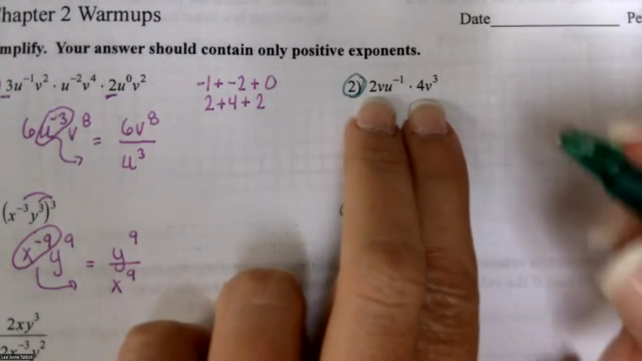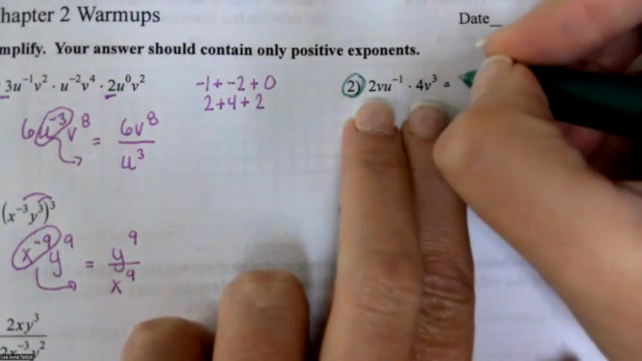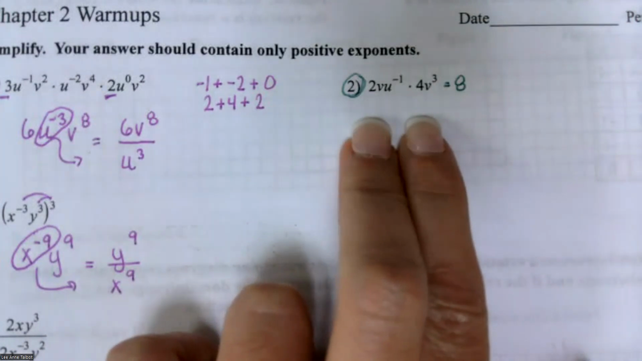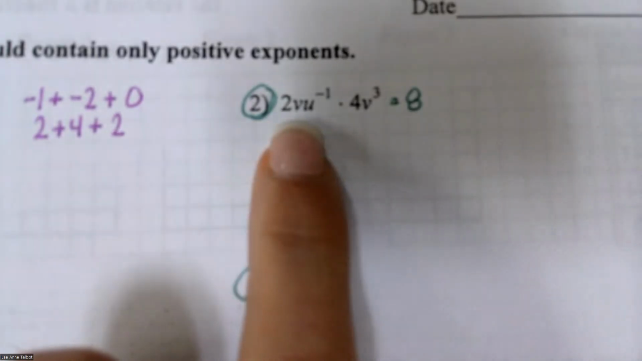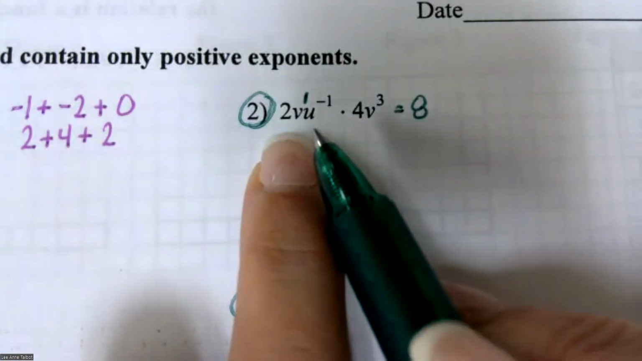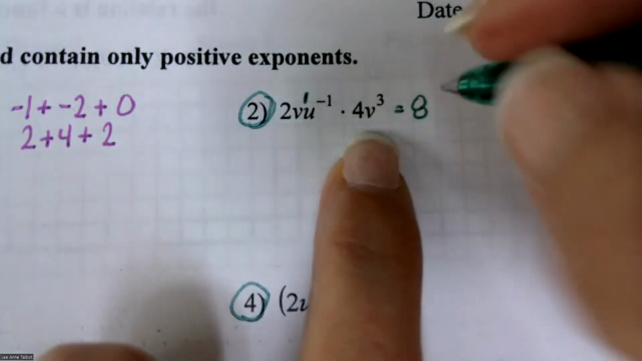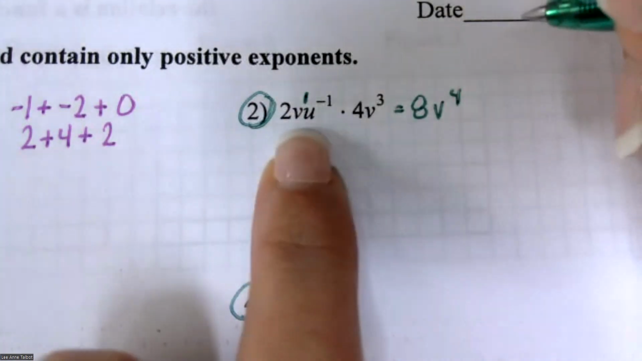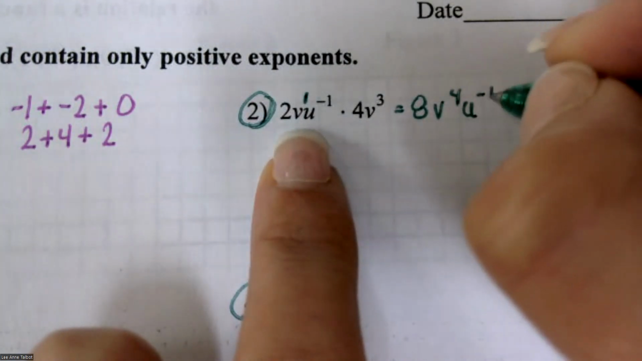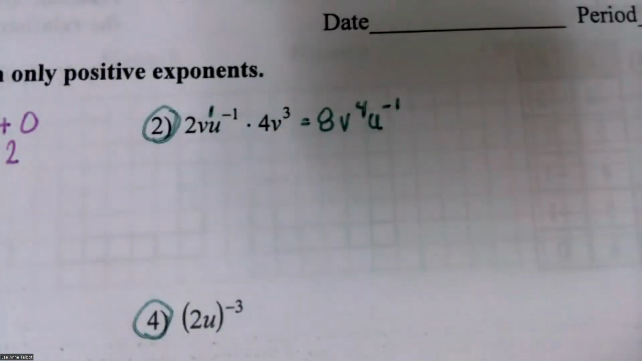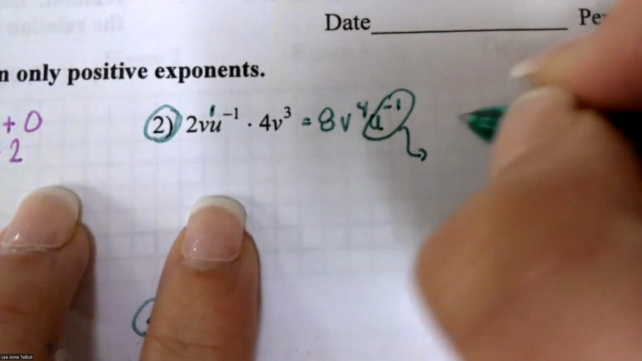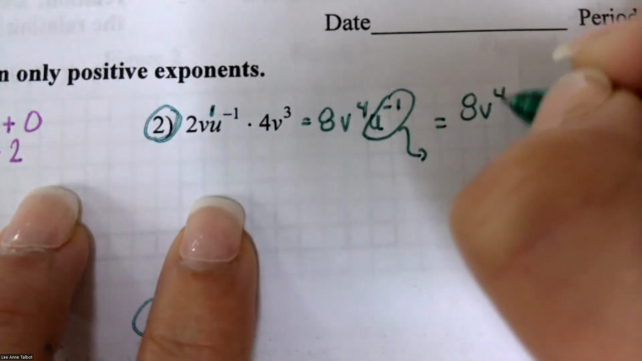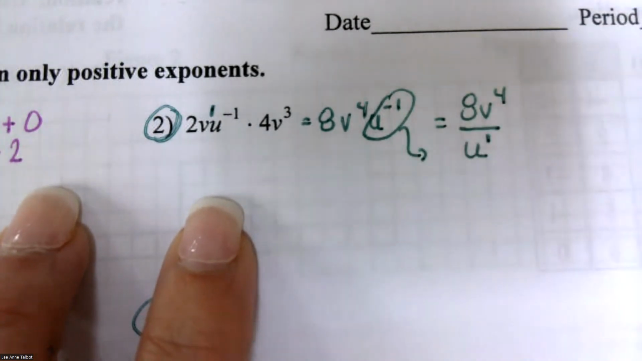So this is a multiplication problem. So I multiply 2 times 4, which is 8. Then I have to remember that plain V is V to the 1, so I have to add that 1 to the 3. That gives me V to the 4. And then U doesn't have anybody to add with. U needs the reciprocal, so I'm going to circle him. 8V to the 4th over U to the positive 1.